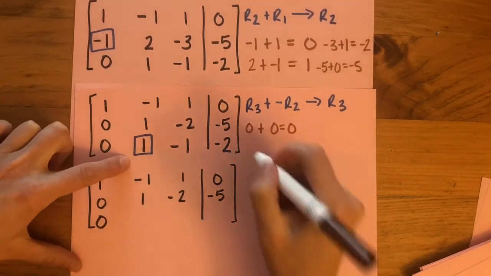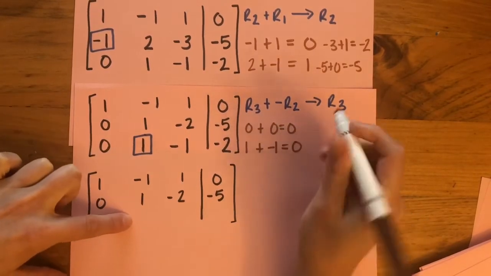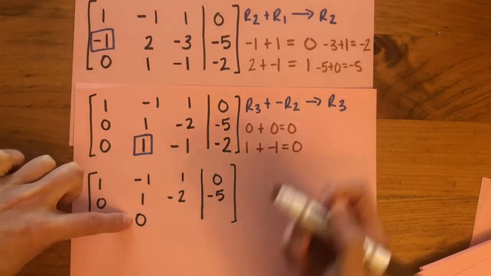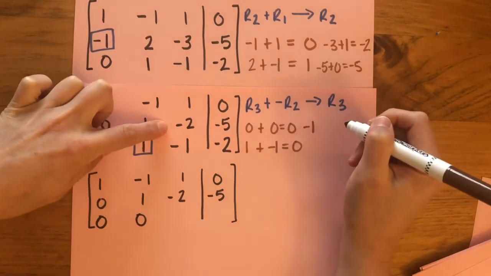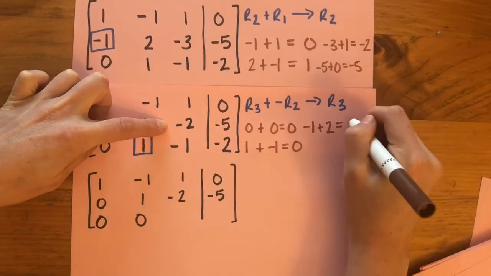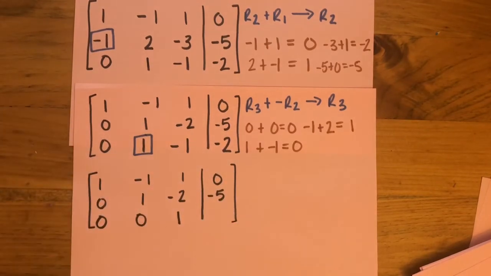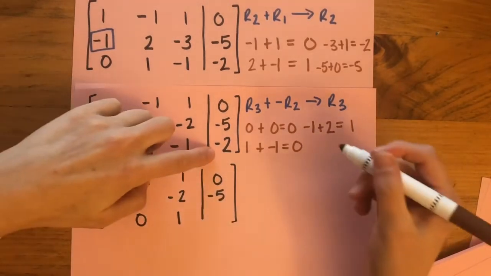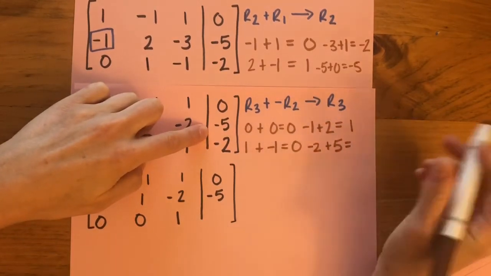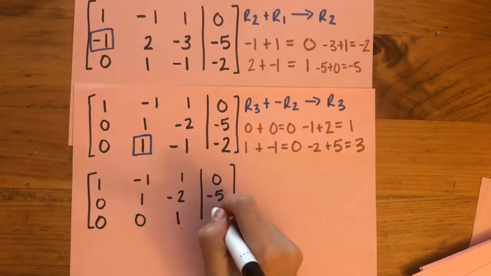Then we're going to take the 1, add it to negative 1. That's also 0. So 0 goes right here. Then we're going to take negative 1, add it to negative 2, so that's a positive 2. Negative 1 plus 2 is just a 1. That 1 goes here. And now we're going to do negative 2 plus the opposite of negative 5, so plus 5. And that gives us 3. And this 3 goes right here.